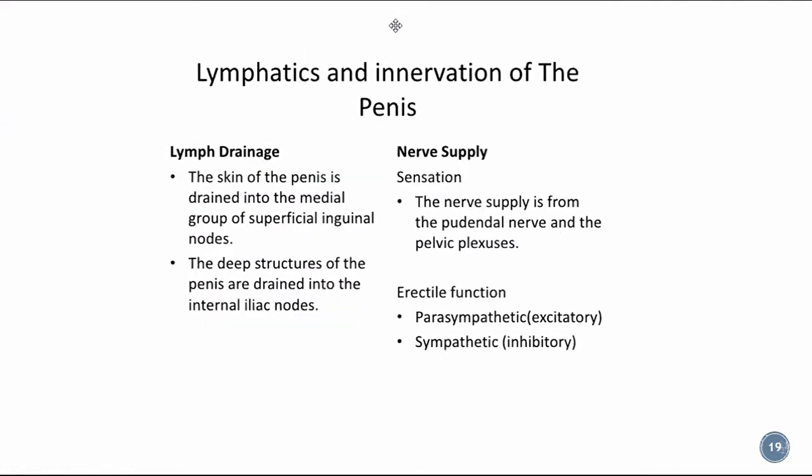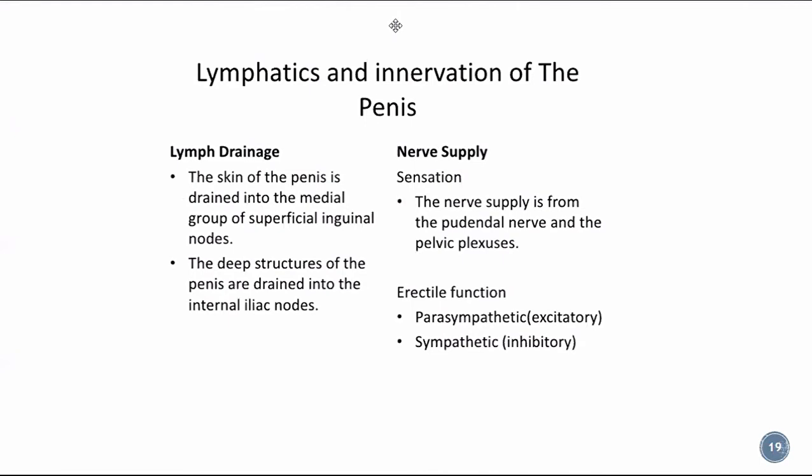Lymphatics. Lymph drainage of the skin of the penis is into the superficial inguinal nodes, and the deep structures are drained into the internal iliac nodes. So if you have infections in the skin of the penis, folliculitis in the penis, you may also see prominent palpable lymph nodes in your inguinal areas.